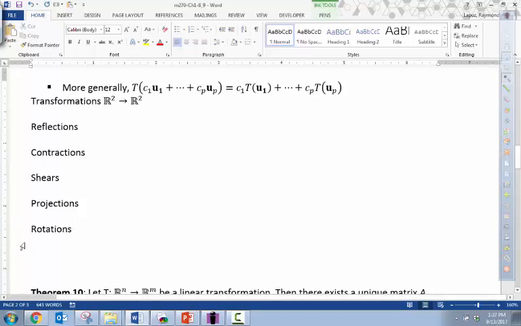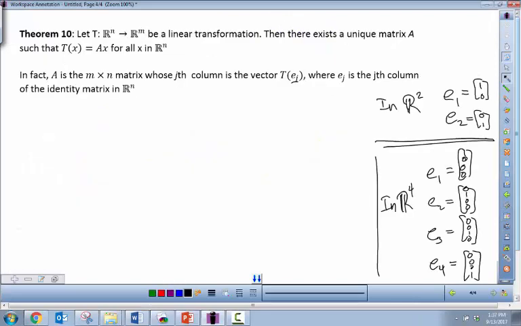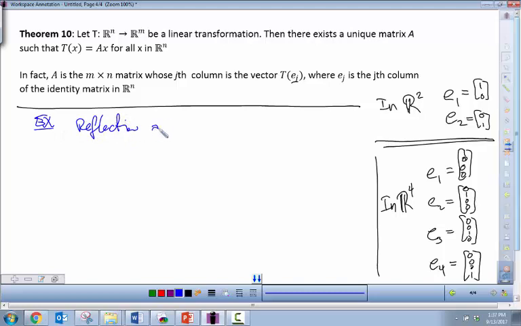Let's do a reflection, and let's do a reflection about what? The x-axis, the y-axis, another axis? Reflection about what? So let's do a reflection about y equals x, and let's do the reflection on the basis vectors.